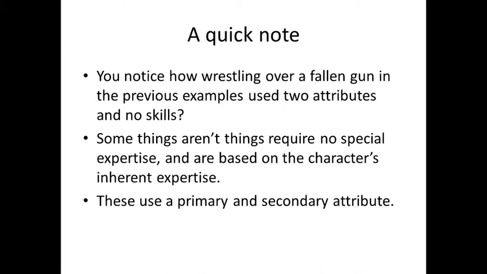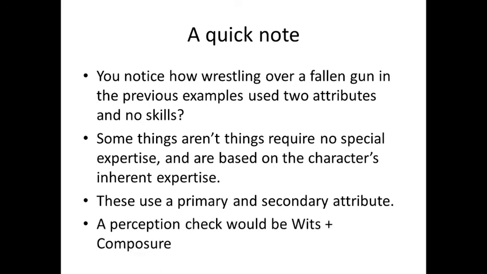So, I mentioned stealth earlier, and stealth is going to be a dexterity plus stealth check to get past somebody. But if that person's actively looking for you, you're now in a contested action, and the other action is obviously not going to be another stealth check. What it's going to be is a perception check, and perception in this system is wits plus composure. So you're going to roll your dexterity plus your stealth, which you're going to modify by the surrounding area.